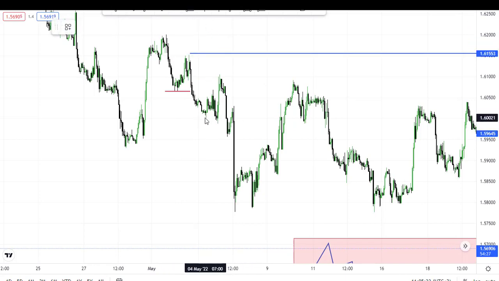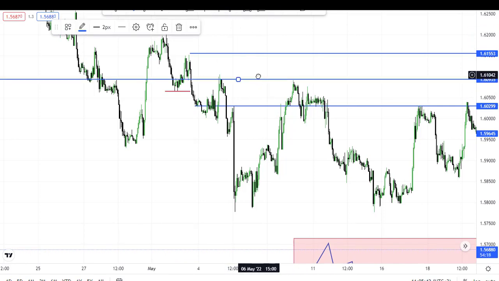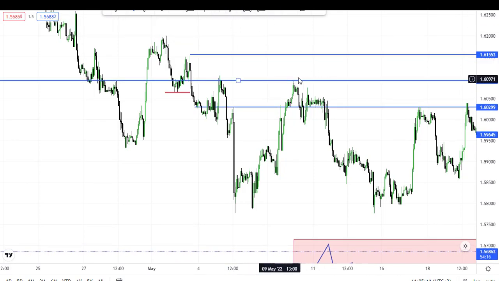This is the first low, this one. So what is the range? This being the range, we are going to determine the equilibrium of the range, which is the middle line. The middle line being the equilibrium, it means we have what?